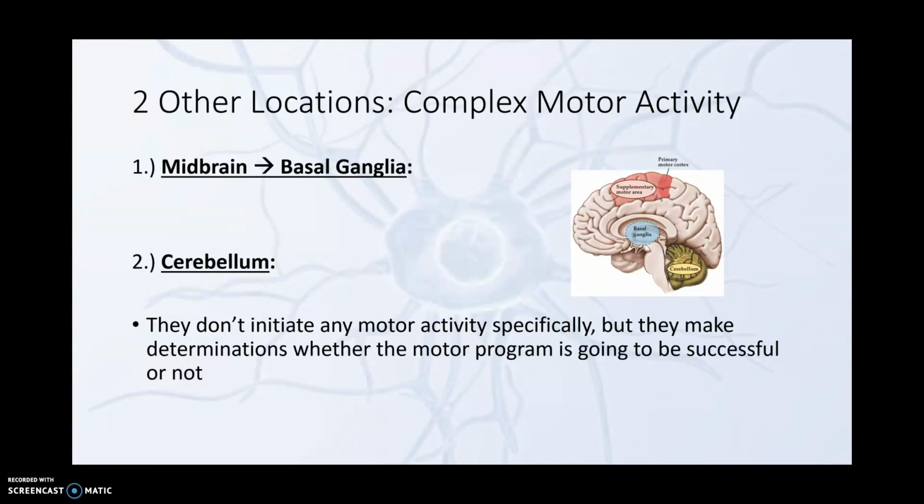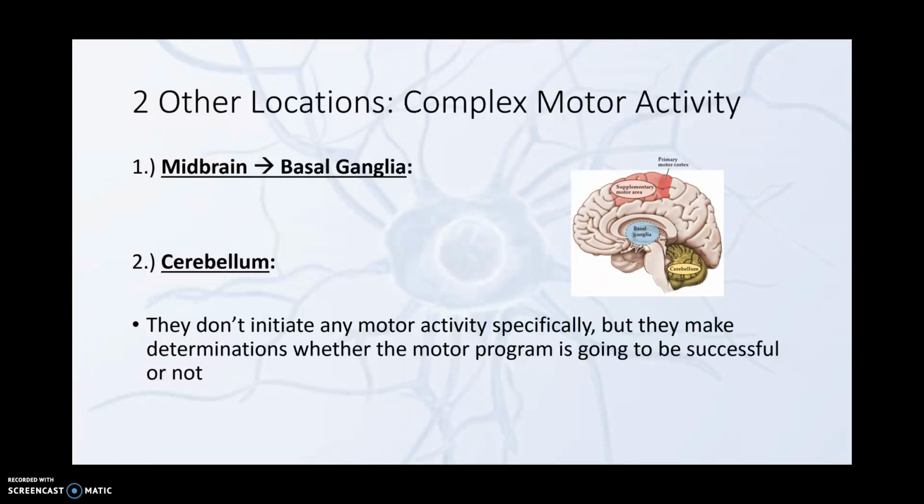So the output of the cerebellum to the cortex is excitatory, and the output of the basal ganglia is inhibitory. So together, they balance. They're a system of checks and balances for the most part. So these two systems make for smooth, coordinated movement. All right. So once again, they don't initiate any motor activity specifically, but they make determinations. These are the systems that determine, is this motor program going to be successful or not? They modify the movement on a minute-to-minute basis, so they are ultimately our systems of checks and balances if this motor program should be carried out or not, or is it doing so correctly?